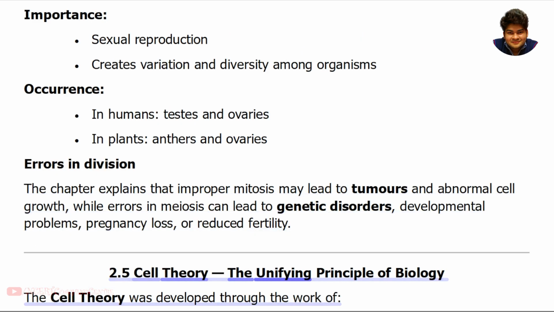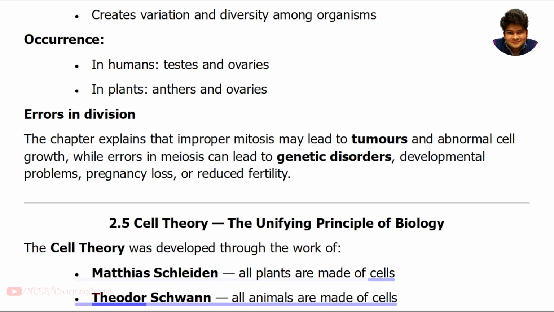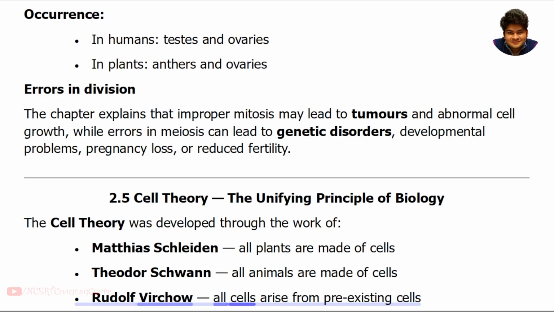2.5 Cell theory, the unifying principle of biology. The cell theory was developed through the work of Matthias Schleiden: all plants are made of cells. Theodor Schwann: all animals are made of cells. Rudolf Virchow: all cells arise from pre-existing cells.